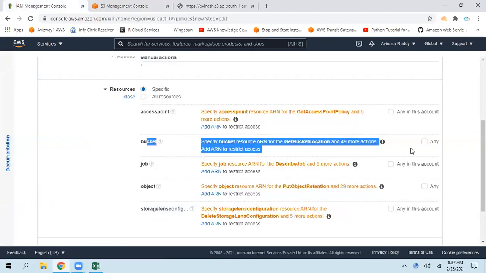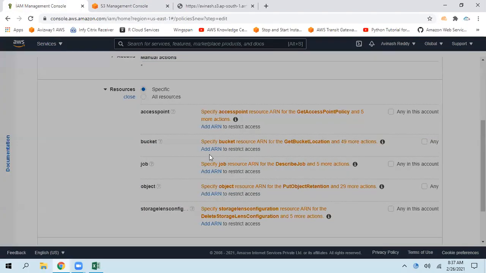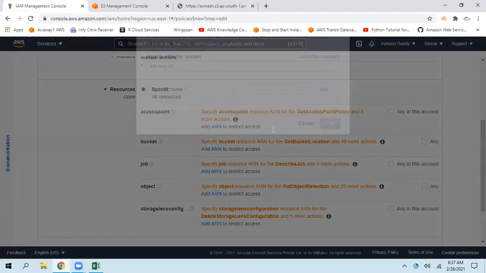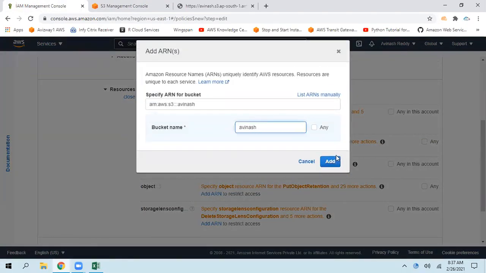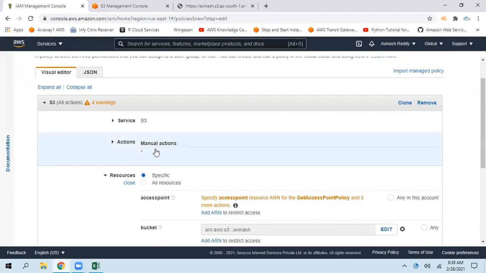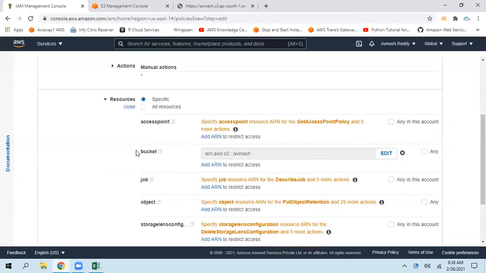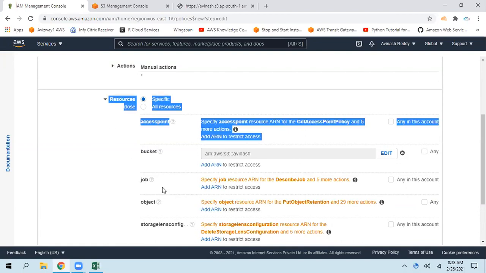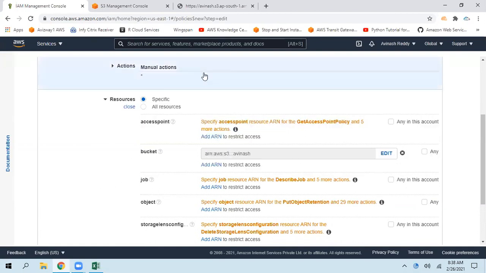So I can select a bucket. Okay, add the ARN of that bucket. What is the bucket name? I can give the bucket name. Then add. So whatever actions I am allowing here will be allowed only on this particular bucket. So that is what resource means: individual service level resources.